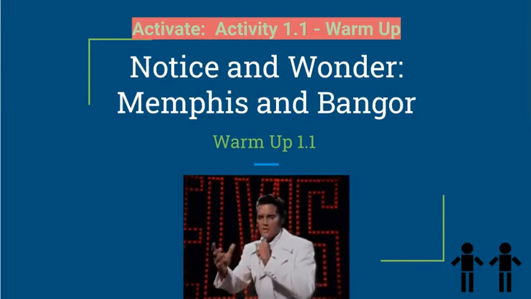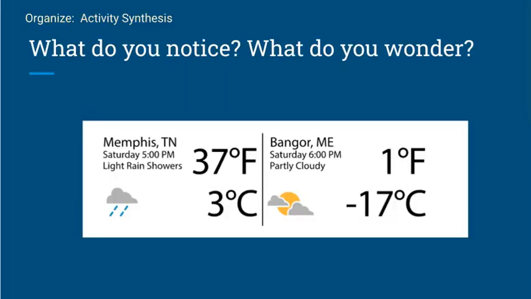Okay, so let's see what you notice with these two things from Memphis, Tennessee, and Bangor, Maine. In Fahrenheit, you can see that Bangor, Maine is much colder. It's much further north than Memphis, Tennessee is. But if you look here at the Celsius, what happens? Yeah, remember that 32 degrees is equal to 0 in Celsius.